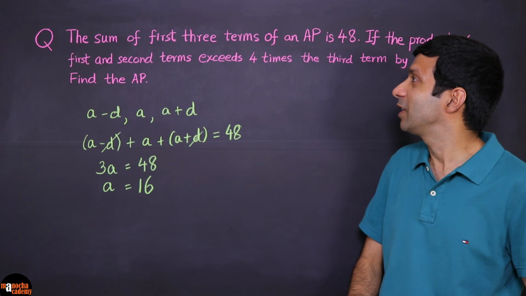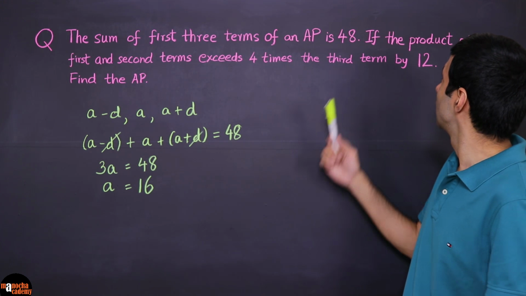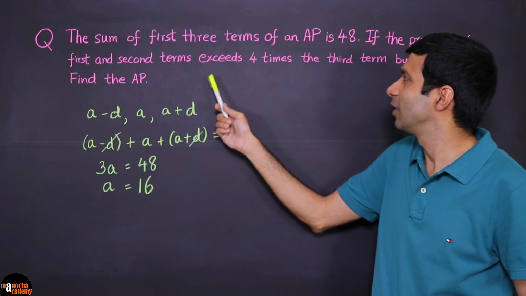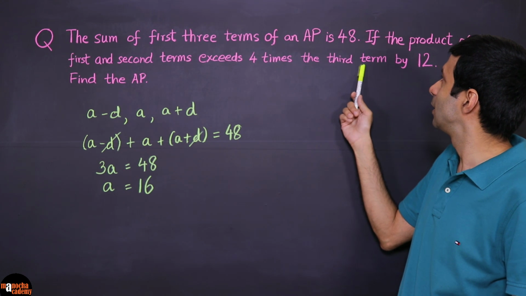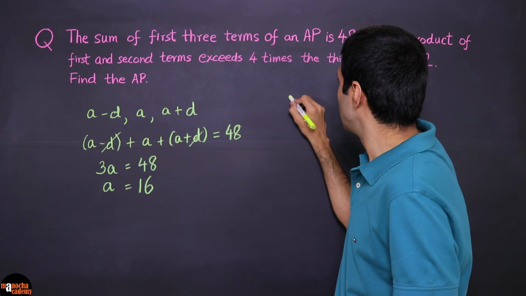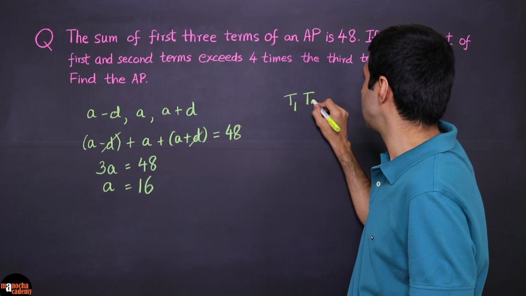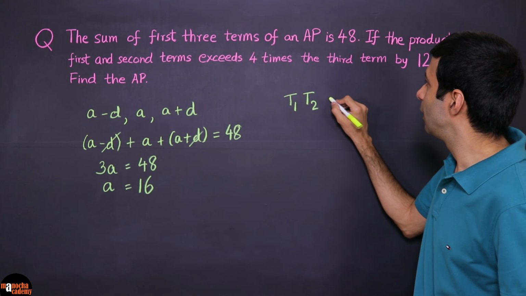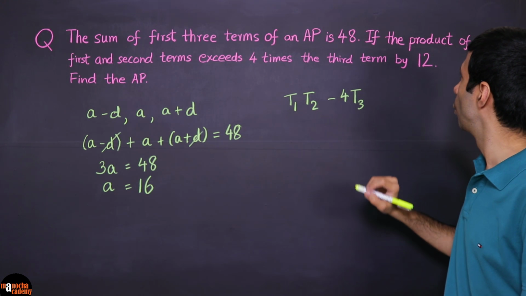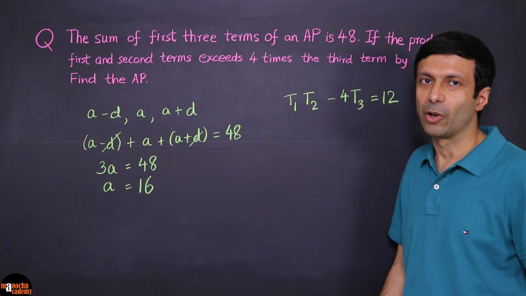Okay. And now let's form the equation based on the other condition given to us. So it says that if the product of the first and second terms exceeds 4 times the third term by 12. So let's write that in symbol form here. So it's going to be the product of first and second term, so that's T1 times T2, exceeds 4 times the third term, T3, so 4T3 by 12. So that's our other equation.